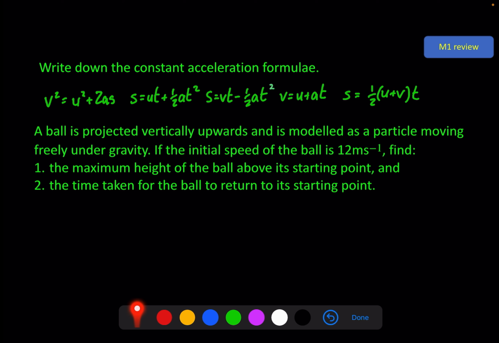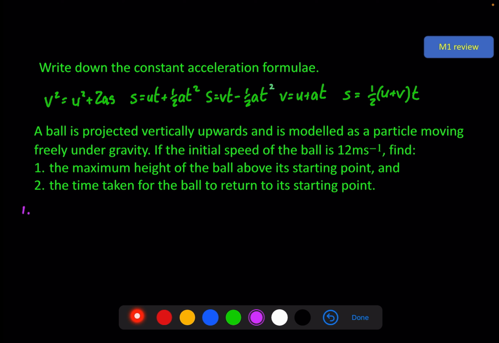Here we've got a ball projected vertically upwards, modelled as a particle moving freely under gravity. We'll come back to that phrase in this video. If the initial speed of the ball is 12 meters a second, find the maximum height of the ball above its starting point and the time taken for the ball to return to its starting point. First, you need to make sure you're clear which direction you're taking as positive.